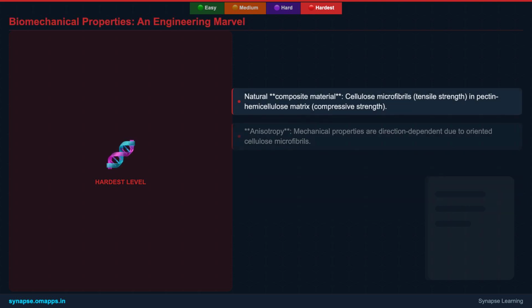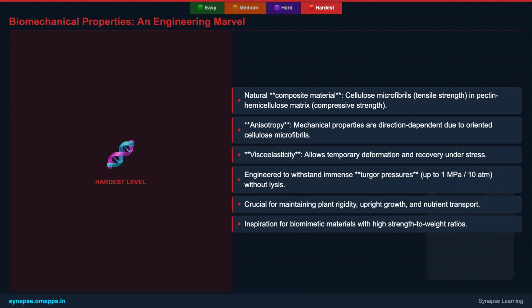From an engineering perspective, the plant cell wall is a marvel of natural composite material design. Imagine reinforced concrete. Cellulose microfibrils are the high-tensile steel rods, while the hemicellulose pectin matrix is the concrete, providing compressive strength and elasticity. This allows the wall to be both incredibly strong and surprisingly flexible. It exhibits anisotropy, meaning its strength varies with direction, a critical feature for directional growth.